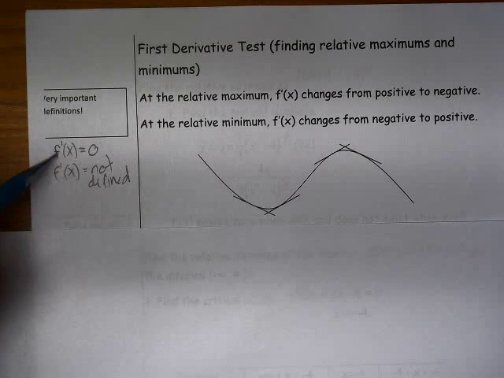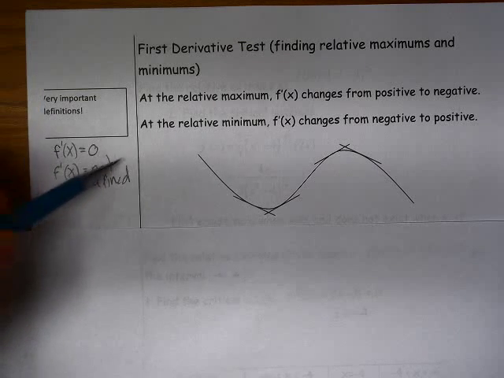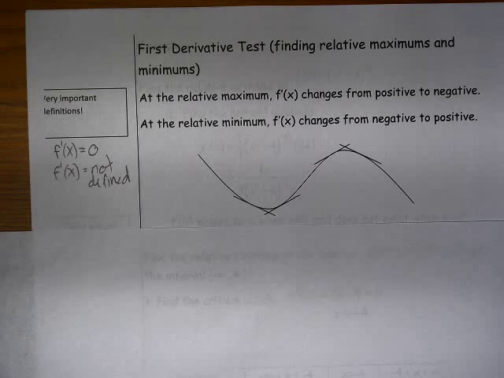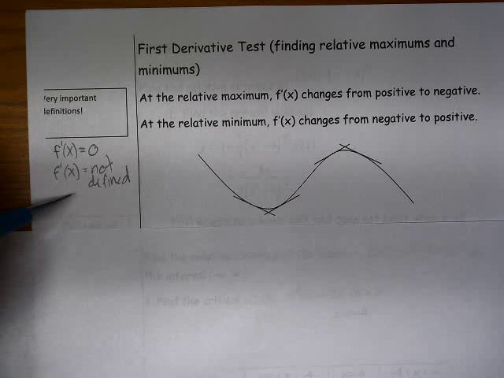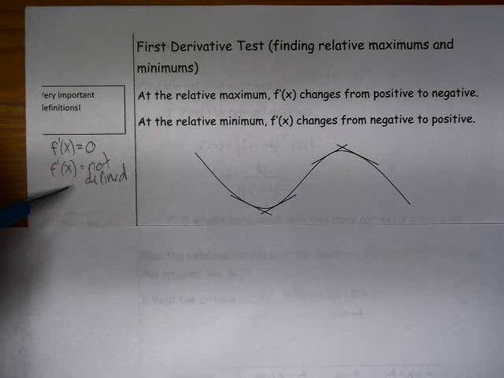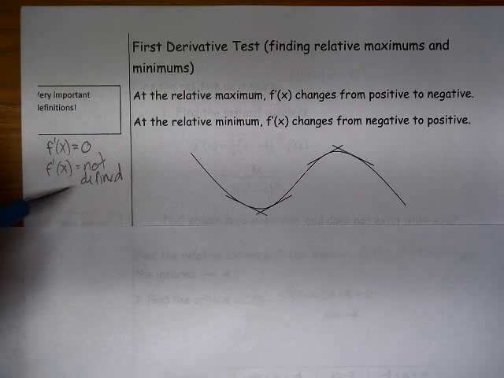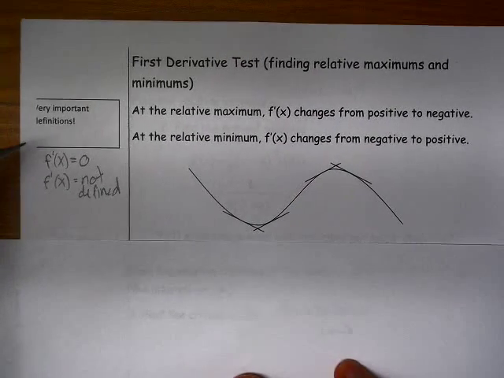But these conditions do not create relative maximums and minimums. All right? The derivative equaling 0 or being undefined does not mean relative extrema. It means a possible relative extrema. So let me show you an example of why that's the case.